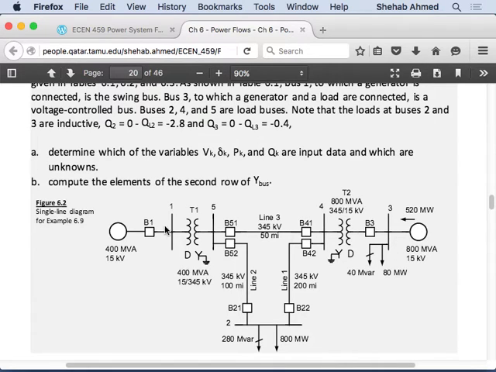So anyway, bus 1 is a slack bus. Bus 2 is a load bus. Bus 3 is a generator bus. For generator buses, I know P as a magnitude, and I know V as a magnitude. I don't know Q. I don't know the angle. Right? How about bus 4 and bus 5?